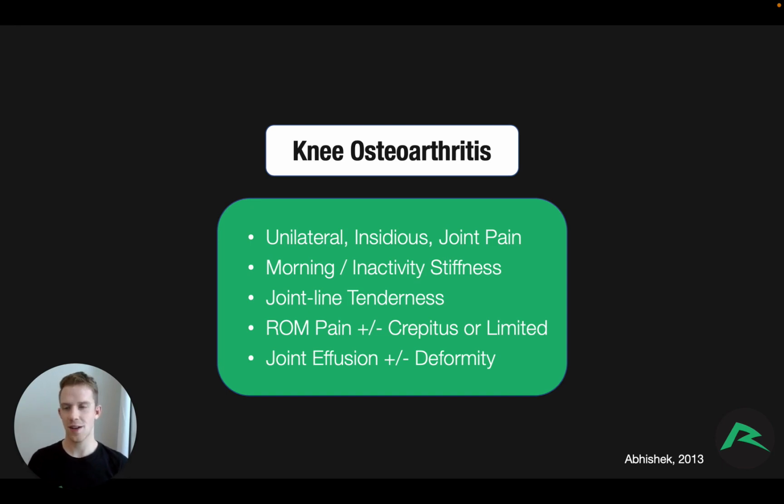Joint line tenderness, so tenderness around the joint where the femur and the tibia connect. Range of motion related pain, plus it may be limited, and you may expect crepitus, which is a crunching, cracking, grindy noise. And you can look for joint effusion or swelling, plus or minus deformity of the knee, which can be valgus or varus, which can be a knee caving in or out, depending on where the age-related changes are occurring. And another deformity option would be osteophyte, which would be bone growth.